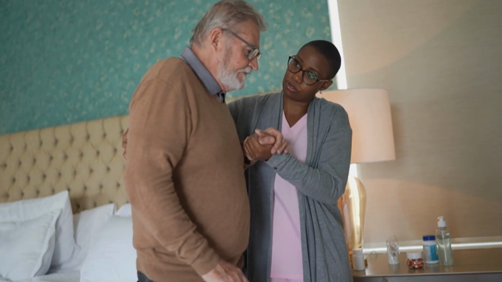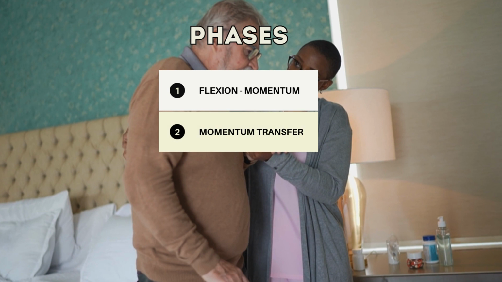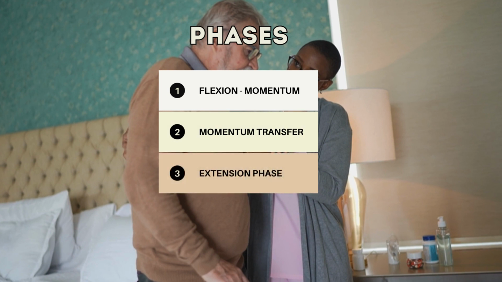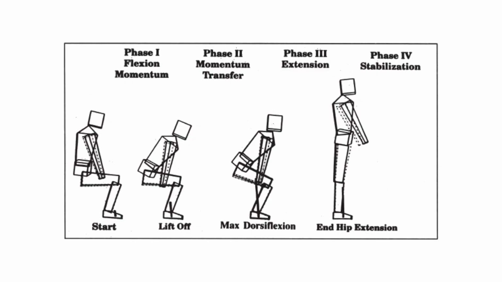So in a functional movement of sit-to-stand, there are 4 components or phases. These 4 phases are the flexion momentum phase, the momentum transfer phase, the extension phase, and lastly the stabilization phase. Here's a visual diagram of how it looks.